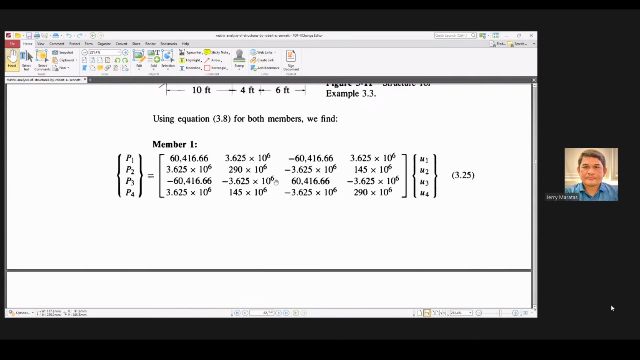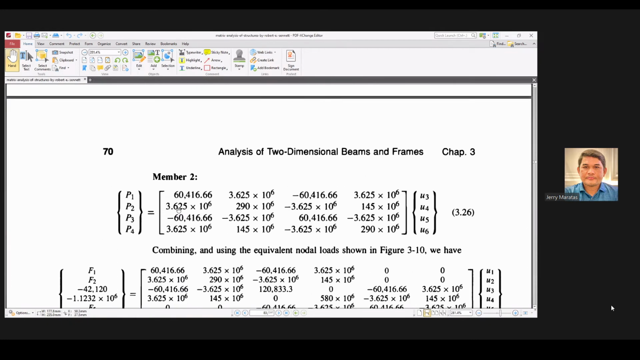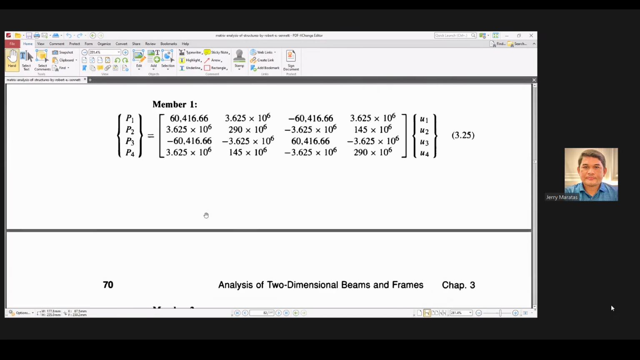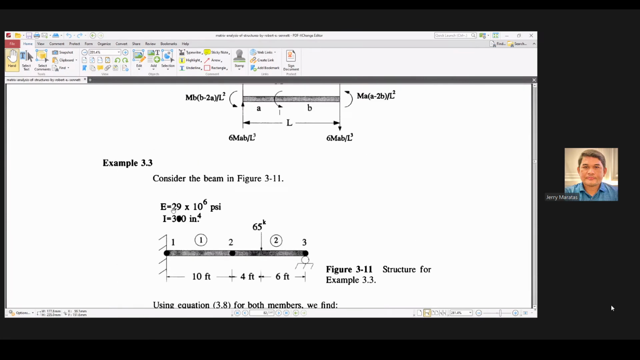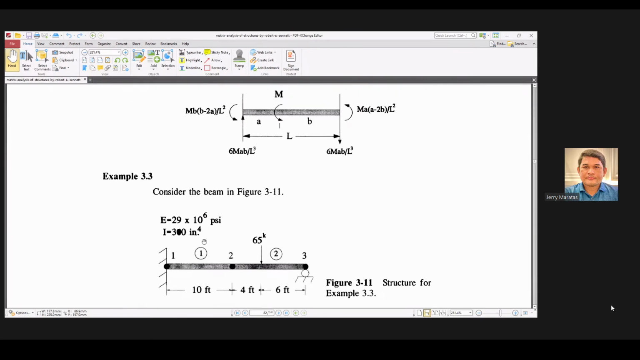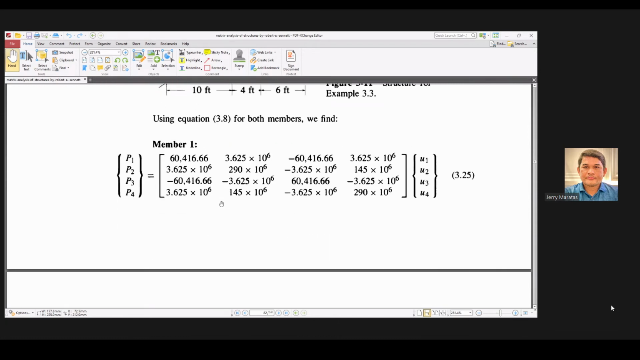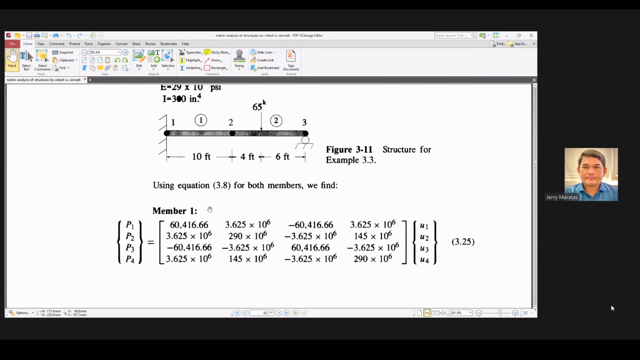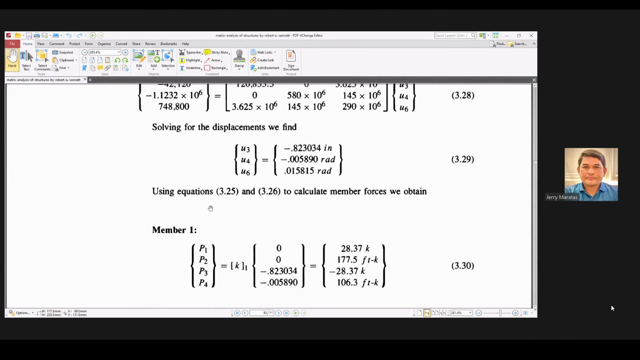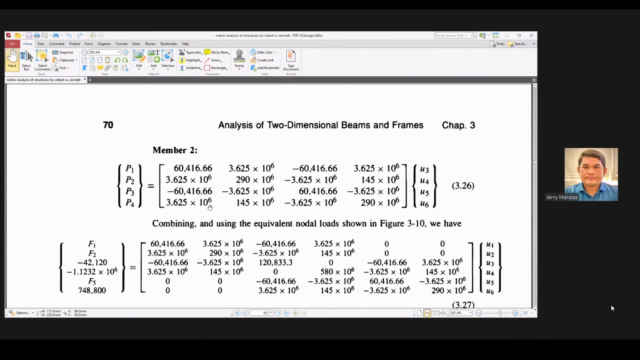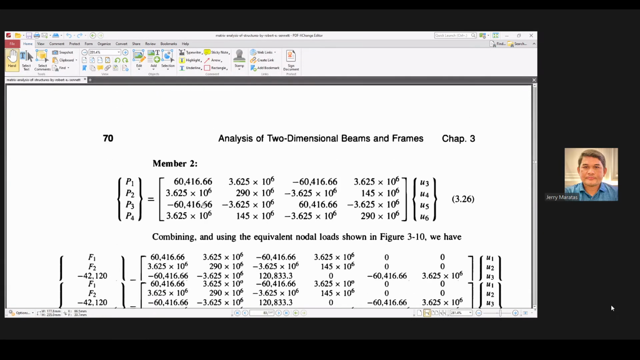Number 1. And this is now your number 2. Okay, again, what you have to do is just to substitute your EI and L. But you have to be consistent with the units. Take note, this is in feet. Now the E and your moment of inertia are in inches. So you have to convert this to inches as well. Okay. So member 1, this is member 2.